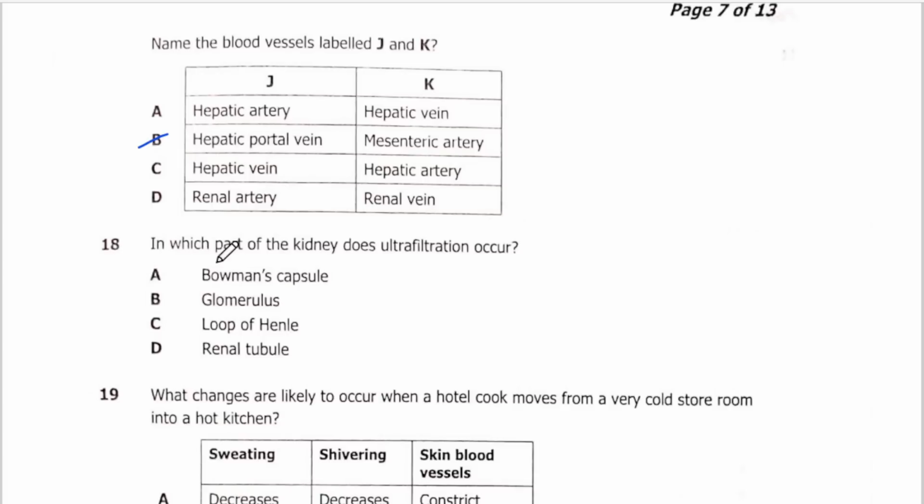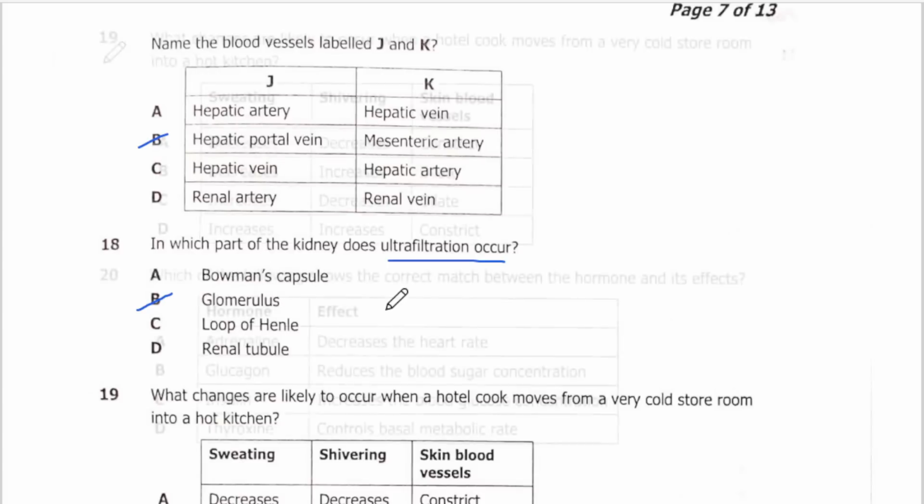18. In which part of the kidney does ultrafiltration occur? Ultrafiltration is actually carried out by the glomerulus. So this is the correct answer. Here, be careful, it's not the Bowman's capsule, because the Bowman's capsule simply contains the glomerulus.